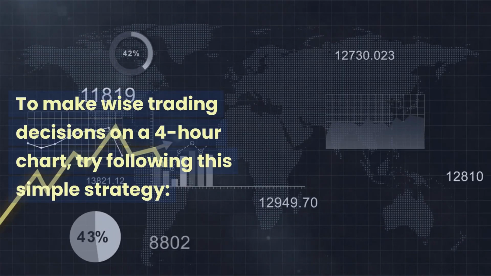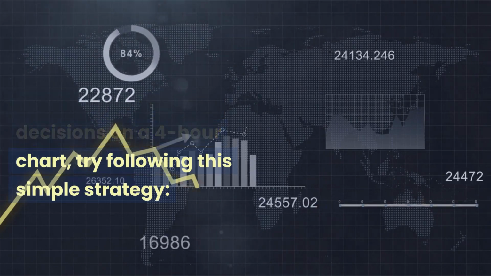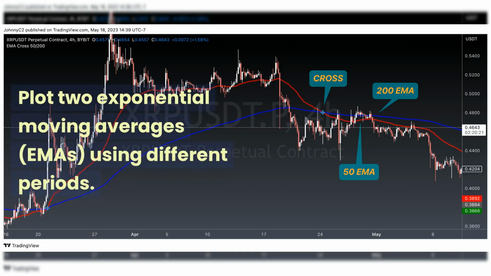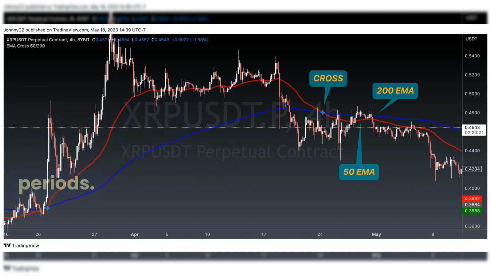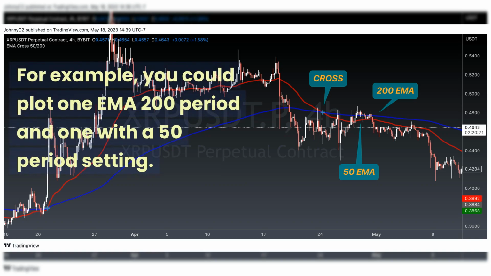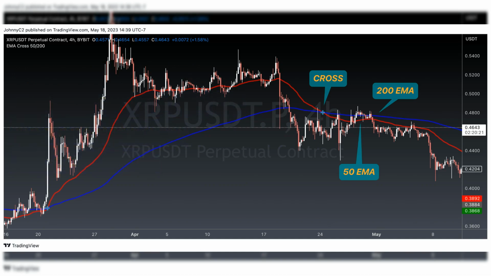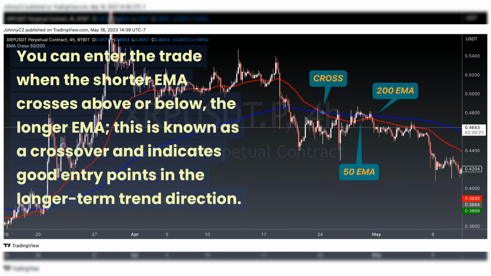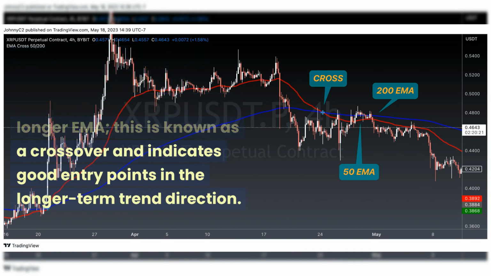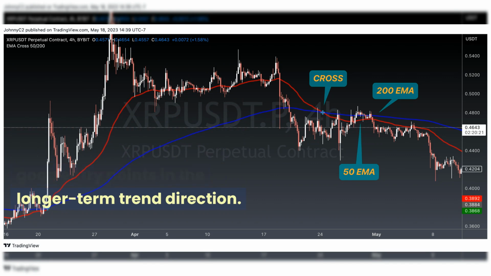To make wise trading decisions on a 4-hour chart, try following this simple trading strategy. Plot two exponential moving averages, EMAs, using different periods. For example, you can plot one EMA with a 200 period and one with a 50 period setting. You can enter the trade when the shorter EMA crosses over or below the longer EMA. This is known as a crossover, and it indicates a good entry point in the longer term trend direction.